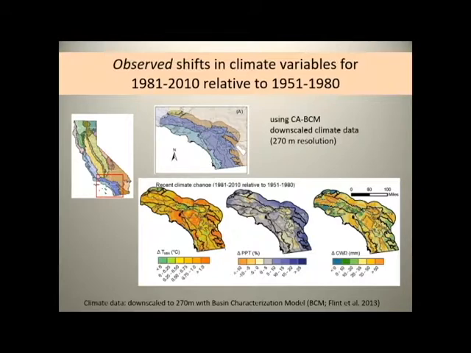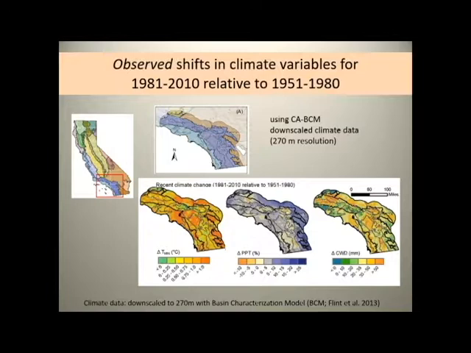Precipitation, in some areas it has increased, in other places it's decreased. But when you look at climatic water deficit, think of that as an indication of drought stress, we can see that climatic water deficit has actually increased almost everywhere across that range.